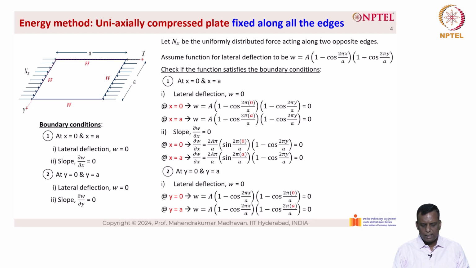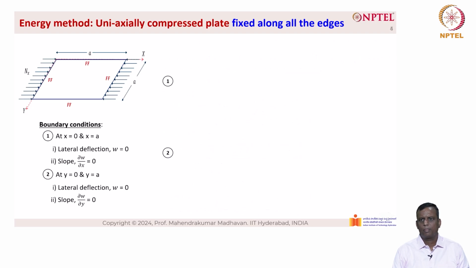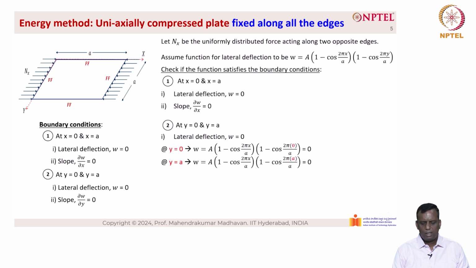And at y equal to a, w equal to a(1 − cos(2πx/a))(1 − cos(2πa/a)), and again cos 2π equal to 1, so 1 minus 1 becomes 0. And now let us look at the slope ∂w/∂y. So when we have y equal to 0, ∂w/∂y is given as (2aπ/a)(1 − cos(2πx/a)) sin(2π·0/a), again sin 0 equal to 0, so the entire term becomes 0.